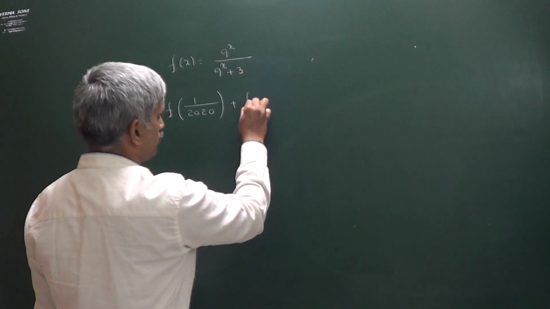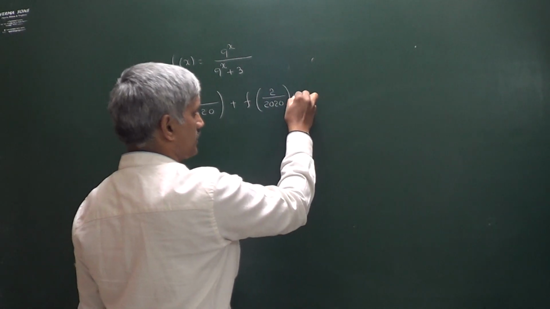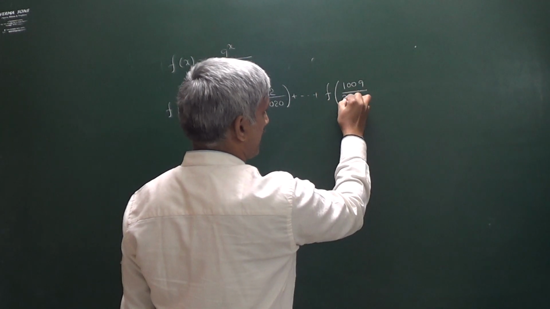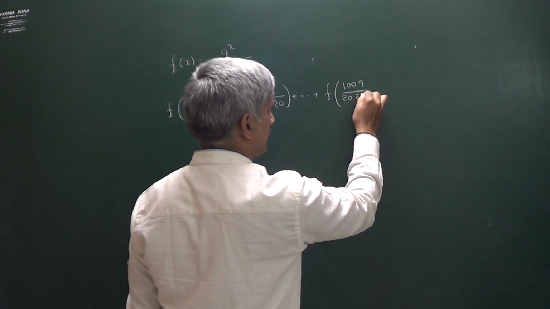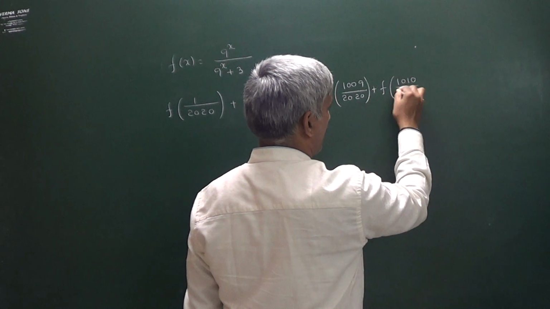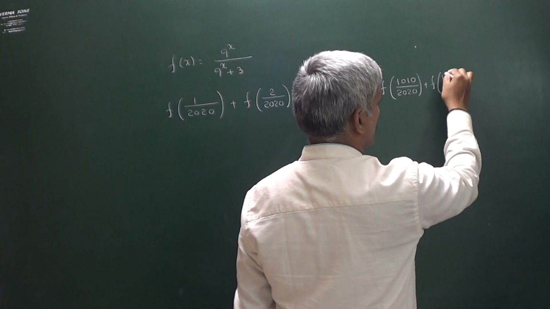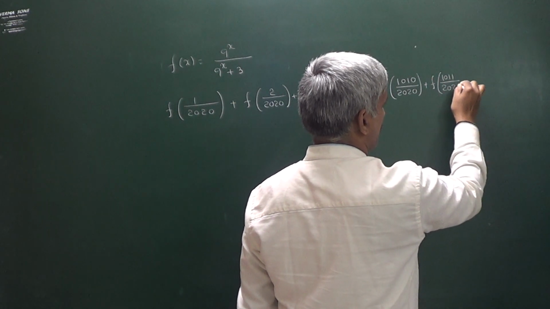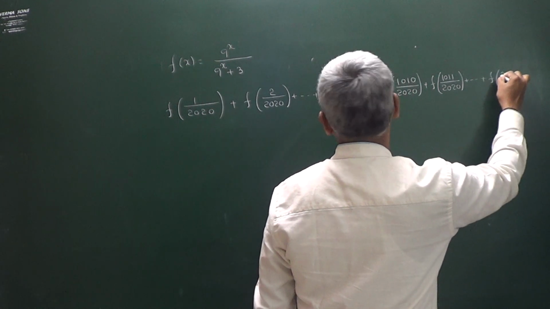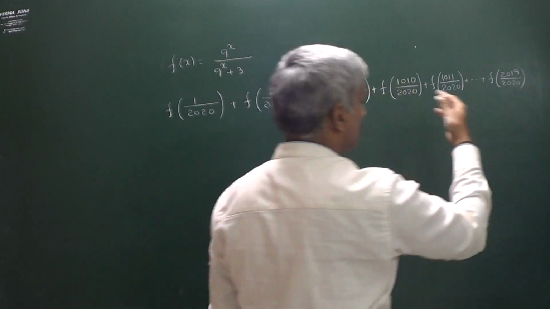Next, f of 2 by 2020 plus and so on, plus f of 1009 divided by 2020 plus f of 1010 divided by 2020 plus f of 1011 divided by 2020 plus and so on, plus finally f of 2019 divided by 2020. So he is asking about this value.